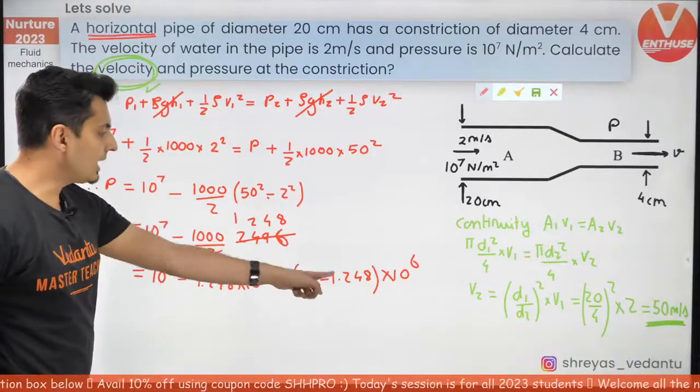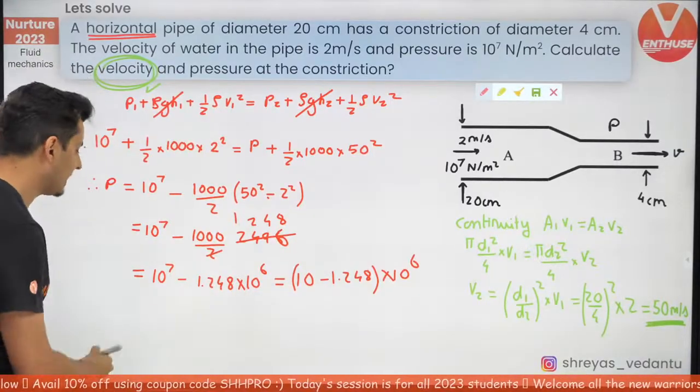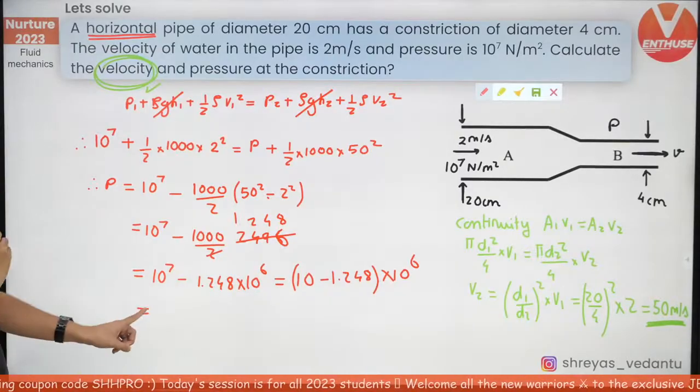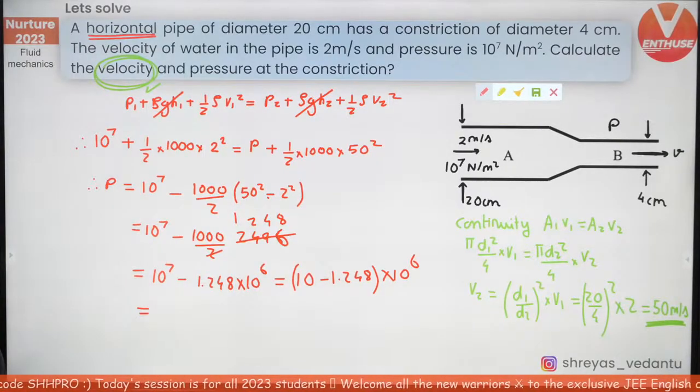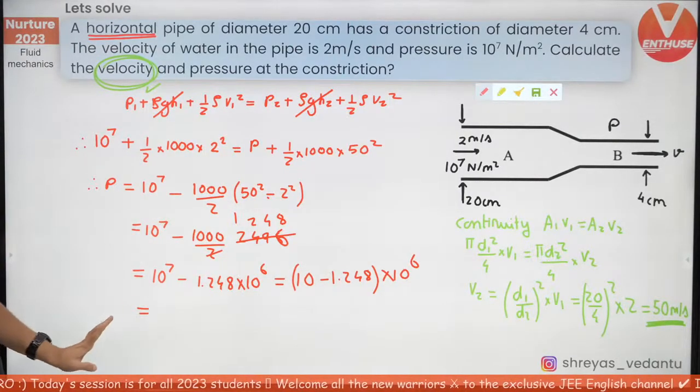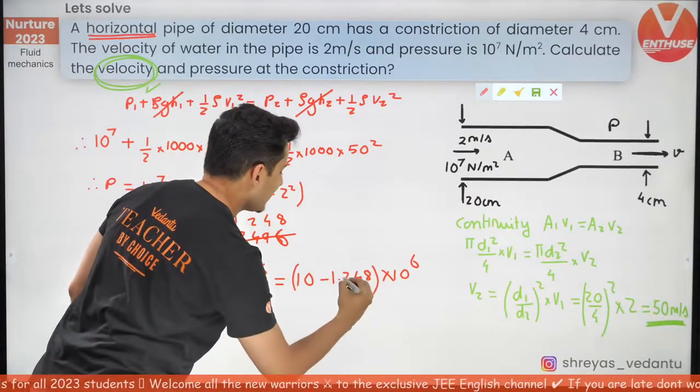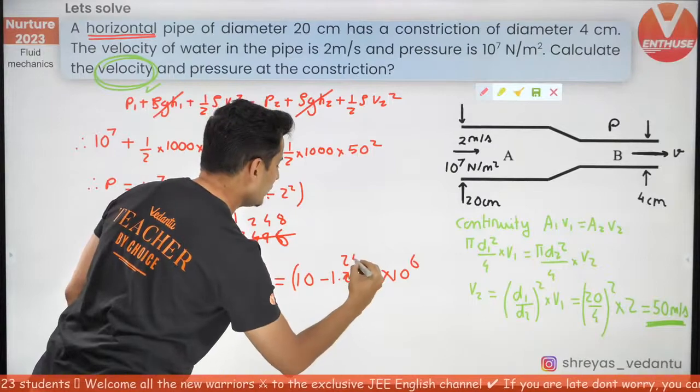Fair enough. So 10 minus 1.248, correct? That's going to be correct. Just check this out if everything is fine. Yep. Okay. So we can approximately take 1.248 as 1.25.